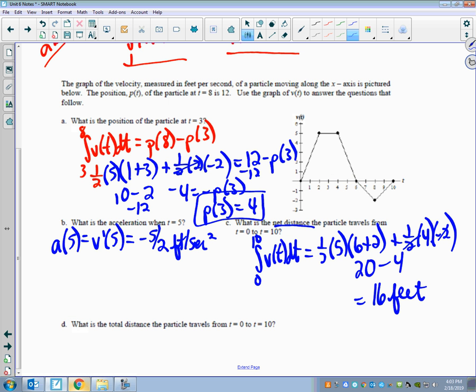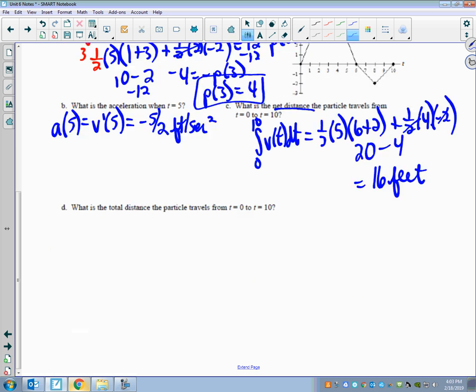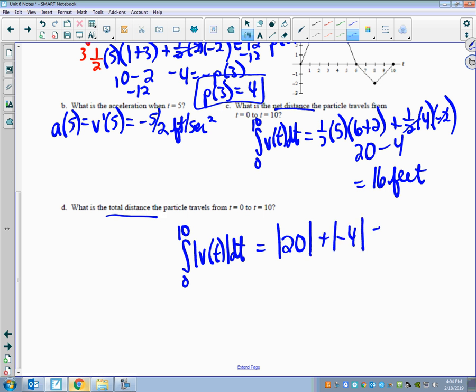And then part D says, what is the total distance? So total distance is represented from 0 to 10 by the absolute value of velocity. And it's still the same, it's still 20, but now I'm taking the absolute value of 20 plus the absolute value of -4 to get that the total distance is 24 feet. So because it changes directions at 6 seconds, that's why those aren't the same.